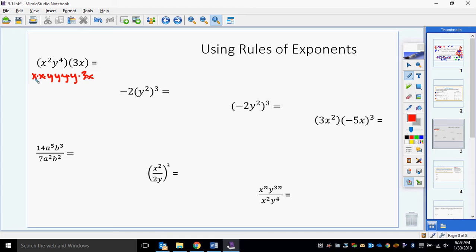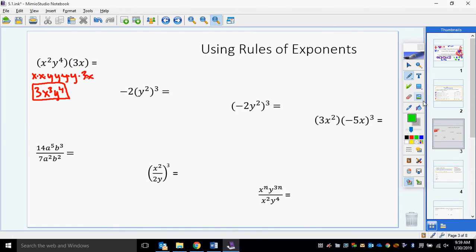So how many x's total do I have? 1, 2, 3 x's being multiplied. So that's x to the third. I have 4 y's being multiplied. So that's y to the fourth. And then I have it times a 3. So a 3 can go out in front. That's a long way to get there. Nothing else can be simplified. I can't combine my x's and my y's because they're different bases. I can't combine it with the 3.